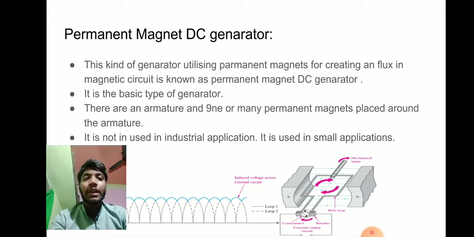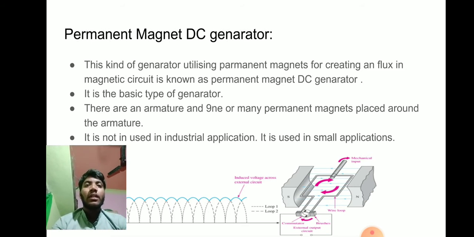So, the permanent magnet DC generator. This kind of generator utilizes permanent magnets for creating flux in the magnetic circuit and is known as a permanent magnet DC generator. It is the basic type of generator. There is an armature and one or many permanent magnets placed around it.